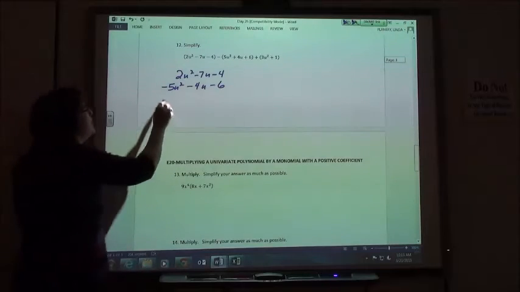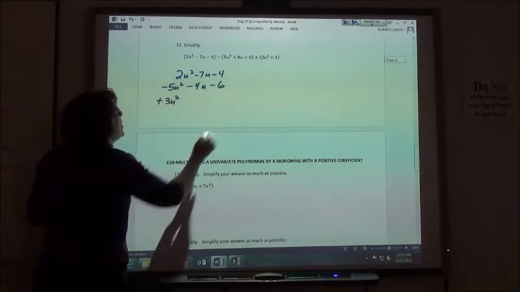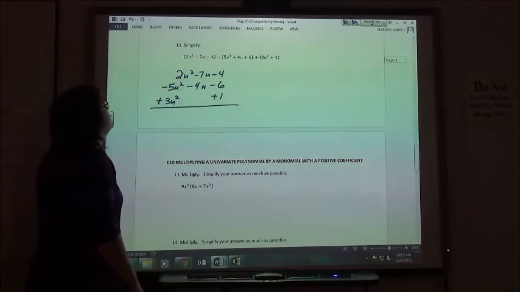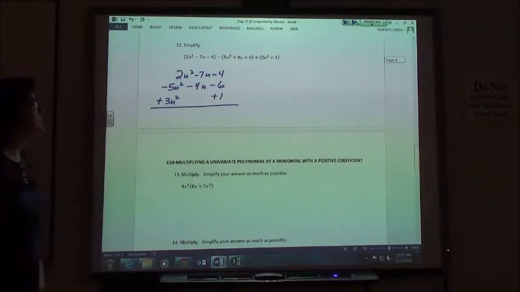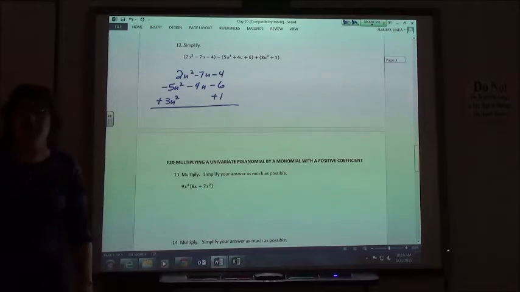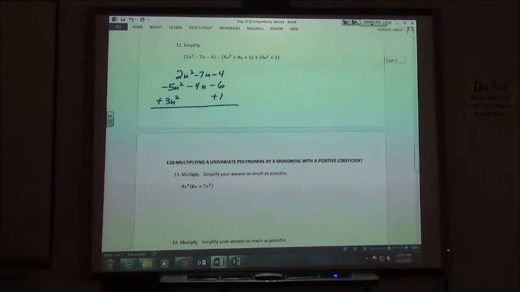Last one has the plus sign in front, so those stay the same. So we have a positive 3u squared, and then again they'll put the plus 1 with the constant terms. And so if we add those together, 2u squared minus 5u squared plus 3u squared, that's 1u squared, right? So it'd just be 0. It cancels out, so if you get 0, you just leave it off.